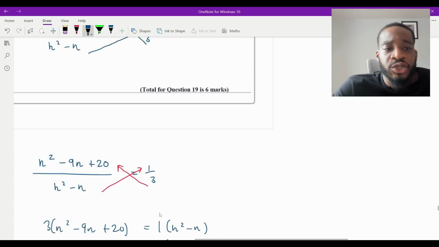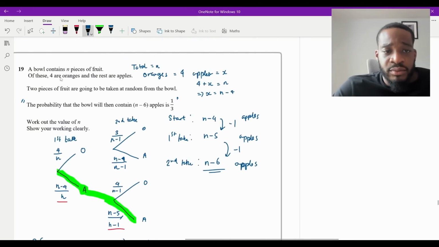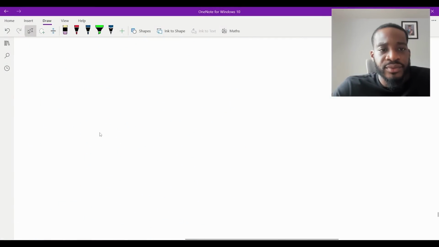Now let's go back to the question. What does the question say? It says work out the value of n. So that's singular, isn't it? There's one value of n. So what I'm going to do is let me grab everything that I have here. So how do we figure out what that value of n is? So let's see the question.